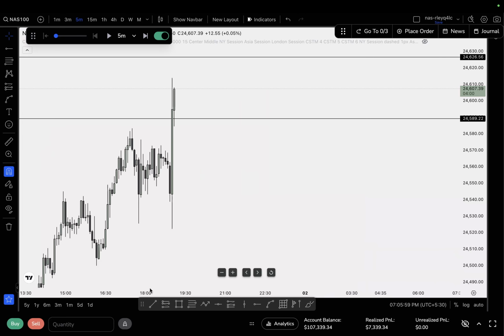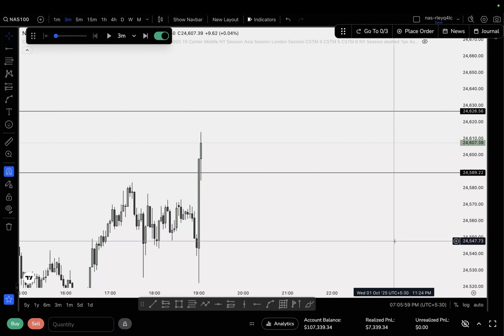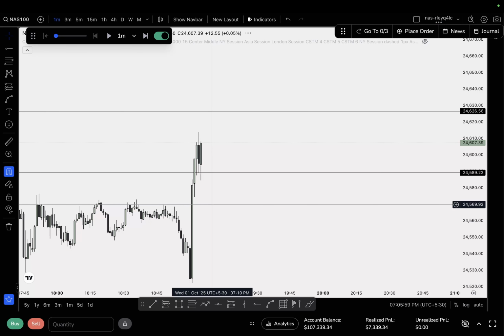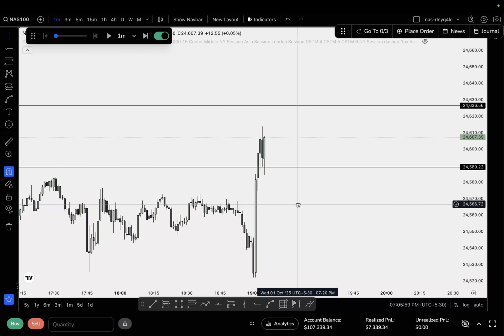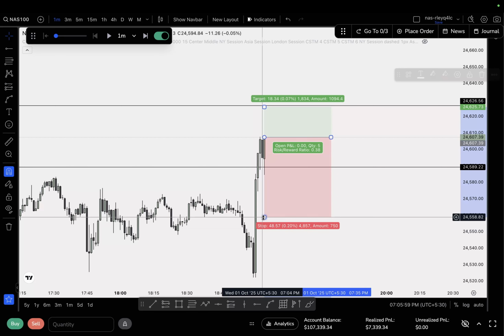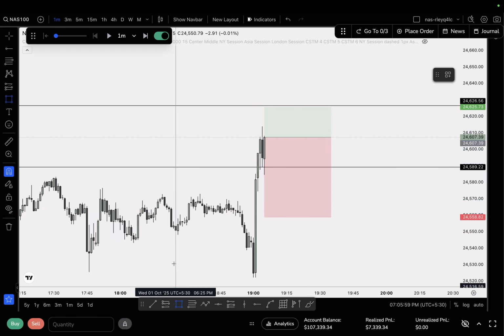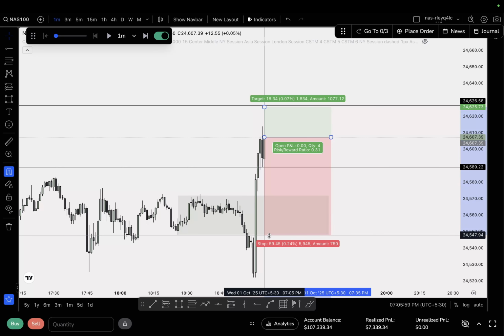So 5 minute has 4 minutes to close. We displaced nicely. 3 minute can come here. But I really like this displacement. What I can do is take longs here, stop loss below this breaker. This whole thing can act as a breaker. I have to keep it somewhere here though.